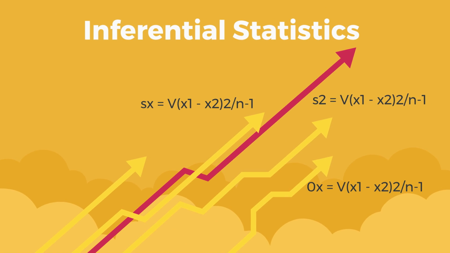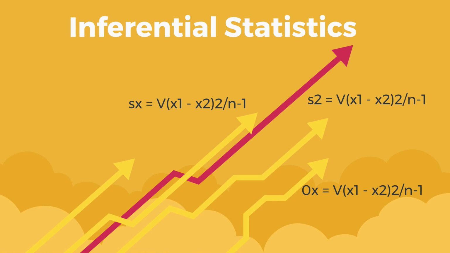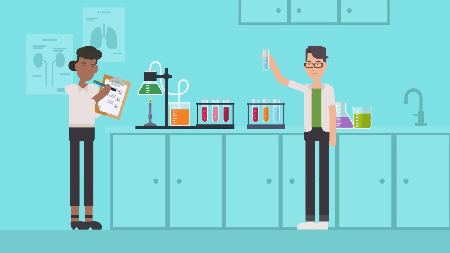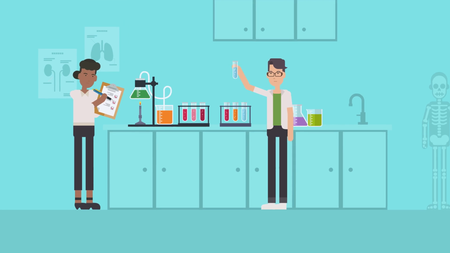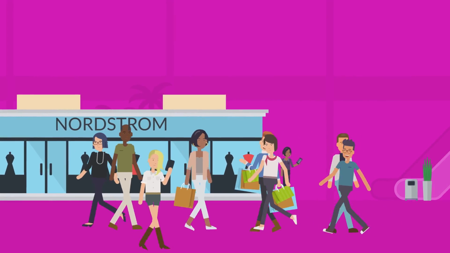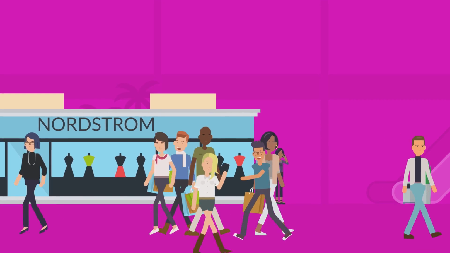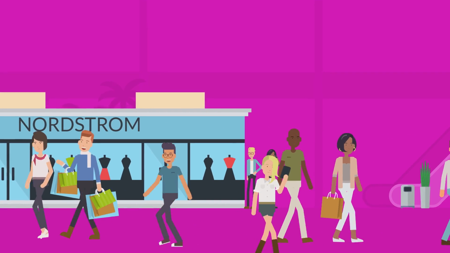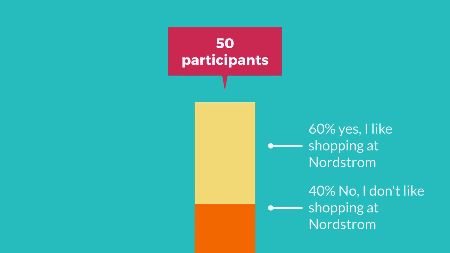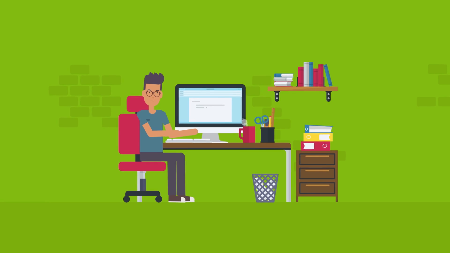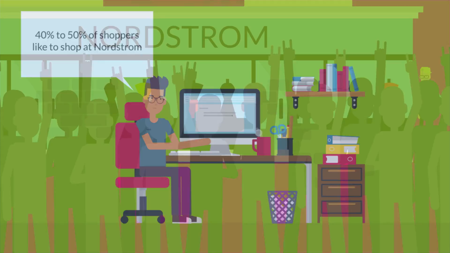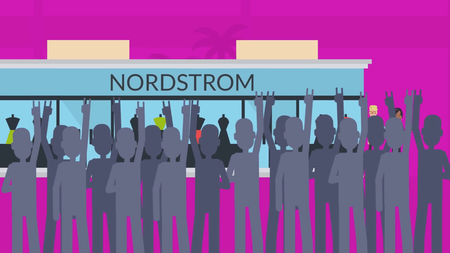Inferential statistics are produced through complex mathematical calculations that allow researchers to infer trends about a larger population based on a study of a sample taken from it. For example, you might stand in a mall and ask a sample of 50 people if they like shopping at Nordstrom. You could make a bar chart of yes or no answers, or you could use your research to reason that around 40 to 50% of the population like shopping at Nordstrom.